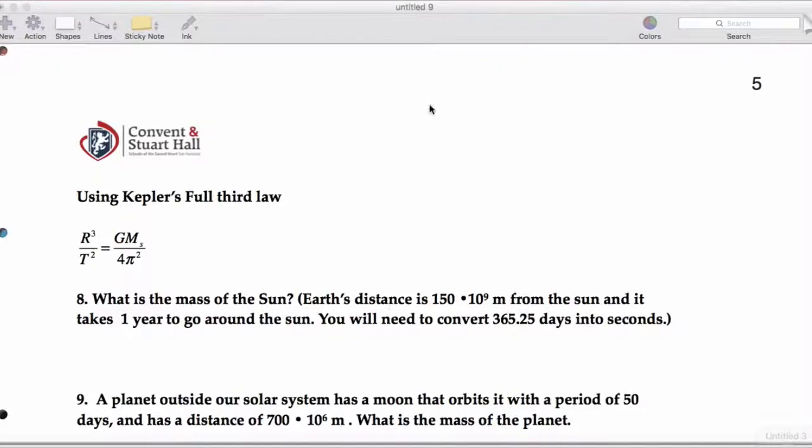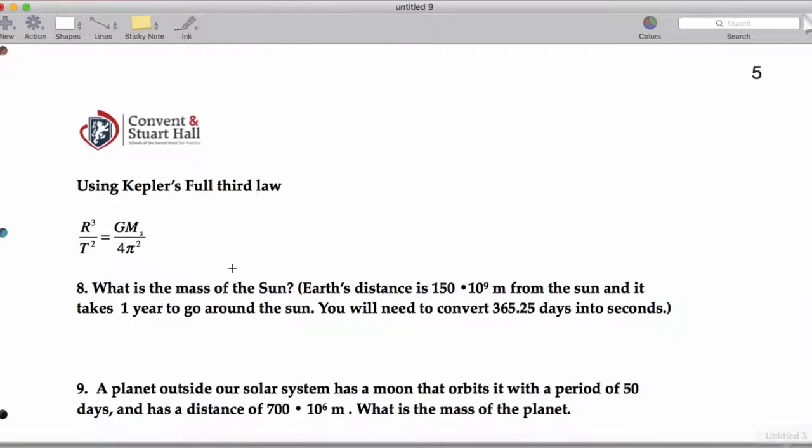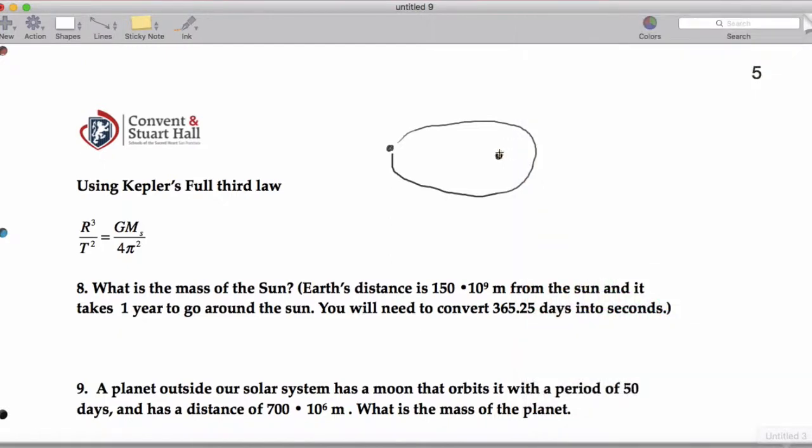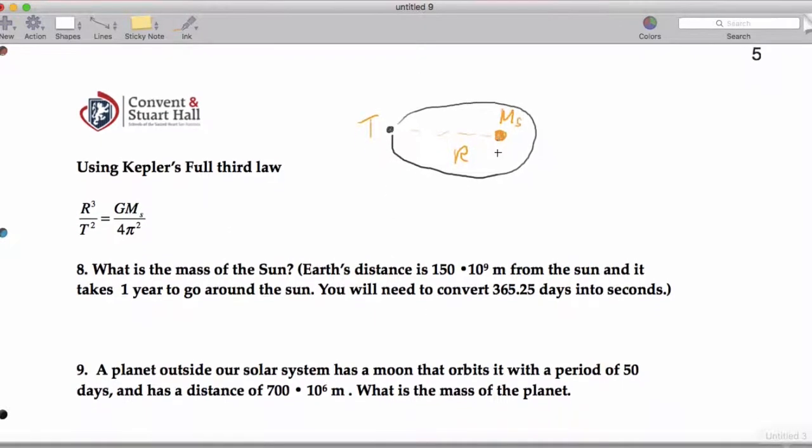Here we're going to use Kepler's third law to measure the mass of the sun. The way this works is if you have a planet going around a star, and you know its distance from the star, and you know the time it takes, you can use that to get the mass of the star right here.